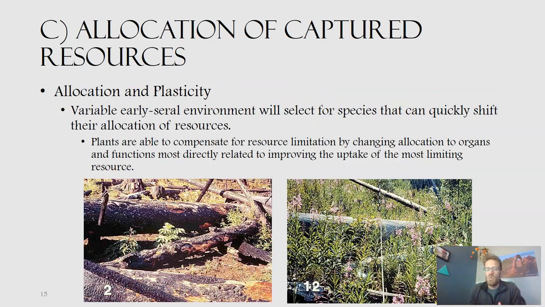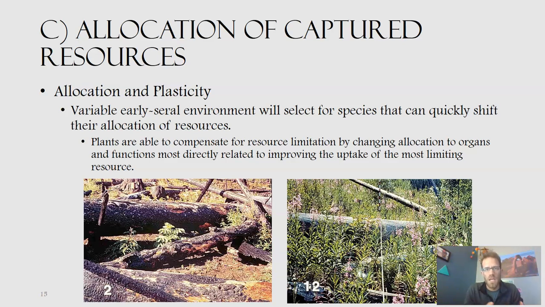And this leads us to the idea of allocation and plasticity. Allocation is the ability of a plant to send nutrients or resources to different parts of itself, and plasticity is the ability of a species to adapt to changing conditions. So variable early seral environments will often select for species that can quickly shift their allocation of resources. These plants are able to compensate for their resource limitation by quickly changing the allocation to organs or functions that most directly relate to improving the uptake of their most limiting resource.